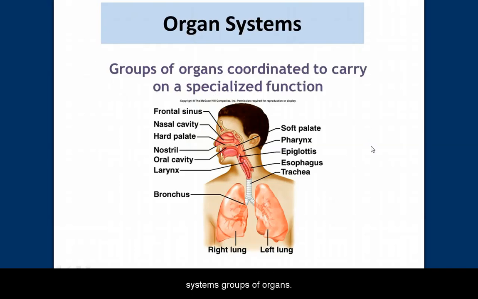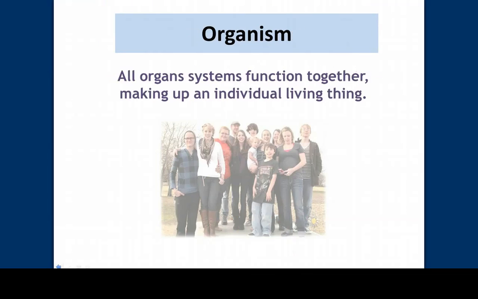And then you have organ systems, groups of organs that coordinate to carry out a specialized function, such as these found in the respiratory system. And all those organ systems function together, making up an individual living thing called an organism.